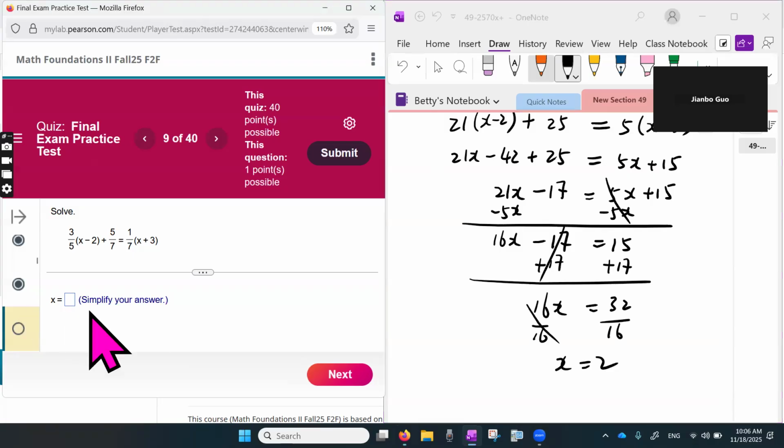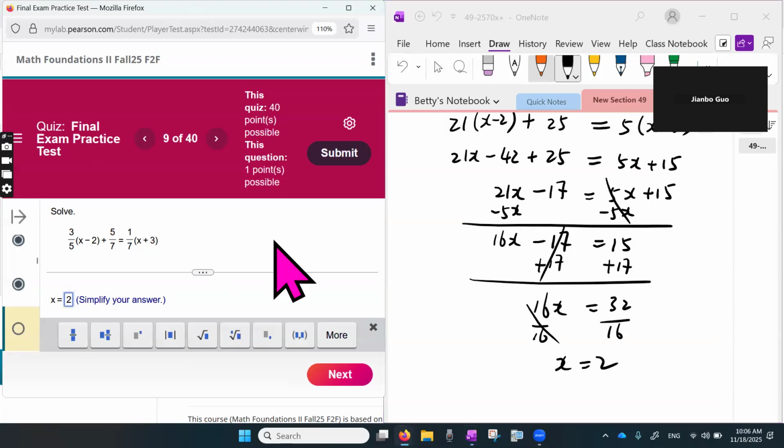But double check your answer is very helpful. Yeah. So if we plug in x equals 2, left side is 5 over 7, because the first part is 0, right? 2 minus 2 is 0. Times 3 over 5 is also 0. So left side is 5 over 7. Right side, 2 plus 3 is 5. 5 times 1 over 7 is also 5 over 7.